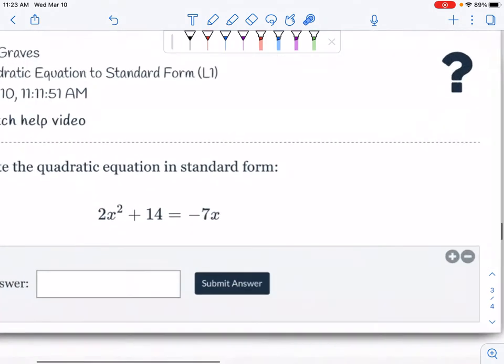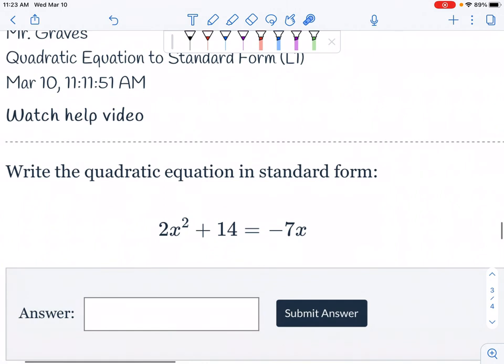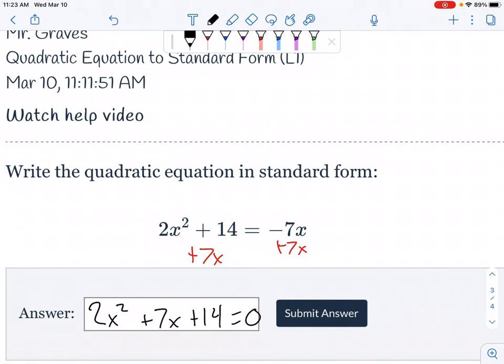Okay, last example. Here I have a negative 7x, so to get rid of that, I'm going to add 7x to both sides and be left with 2x squared plus 7x plus 14 equals 0. These cancel out to make 0. Okay, very simple. A lot of these are just doing like a one-step thing to move stuff over.